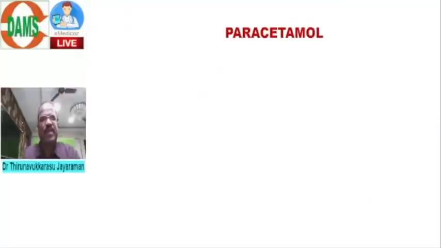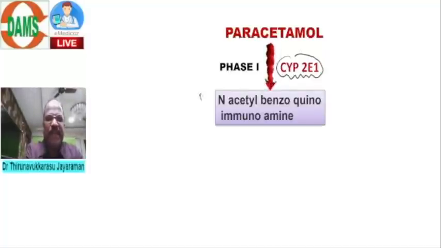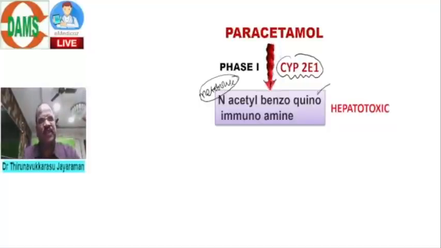See, paracetamol is a simple analgesic antipyretic. It undergoes a phase 1 reaction with the help of CYP2E1. By undergoing the phase 1 reaction, it forms one metabolite. That metabolite's name is N-acetyl-p-benzoquinone imine. This is the hepatotoxic metabolite. So this is also an important question: which is the metabolite of paracetamol responsible for hepatotoxicity? Answer: N-acetyl-p-benzoquinone imine.